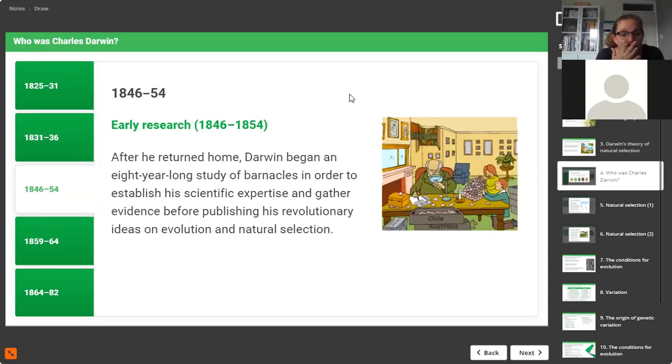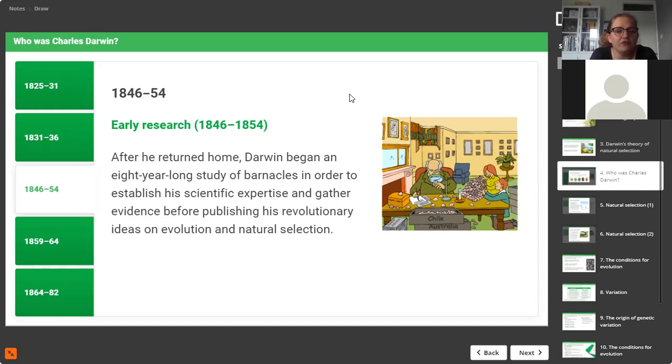In 1836 to 1846, this is when Darwin's early research really happened. So he went to the Galapagos Islands, made all these notes, got all this evidence, and brought it back with him, and then he sat and looked at it and decided, hang on, what does this mean? And he didn't just go to the Galapagos Islands, he actually travelled around lots of places, and Galapagos is one of the most famous places that he went.